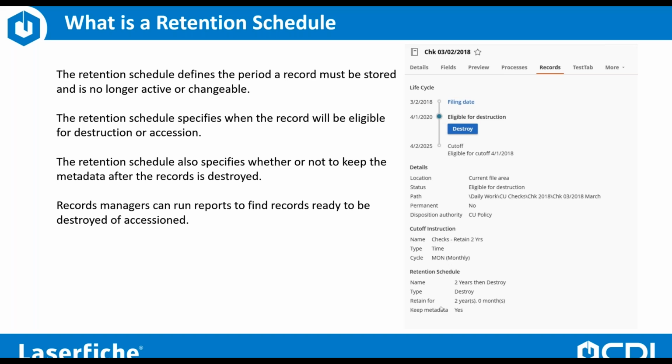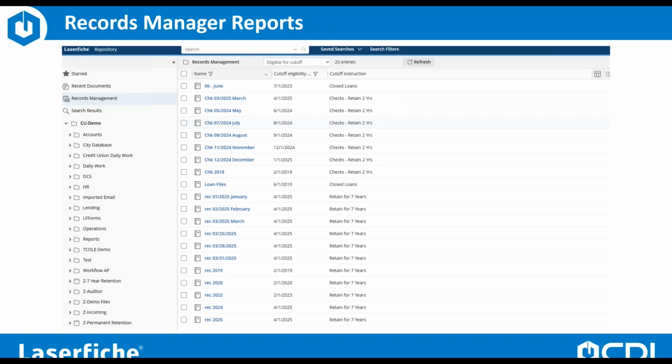Records managers run reports to find which records are ready to be destroyed or accessioned, and can do those activities on multiple records at the same time. Here's a sample of a report showing all records that are eligible for cutoff. And we can see the cutoff instructions for these records.